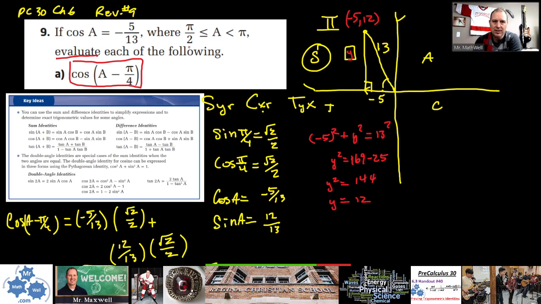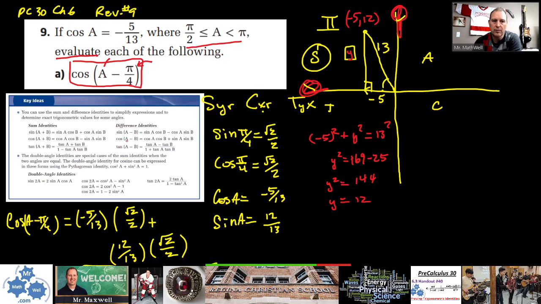We know that A is in the second quadrant, between pi over 2, which is right here, and pi, which is right here. We're also given an angle of pi over 4. So a second quadrant angle minus pi over 4, which is obviously a first quadrant angle. Now, we don't need to find this angle first. What we need to do is use our sum and difference identities.